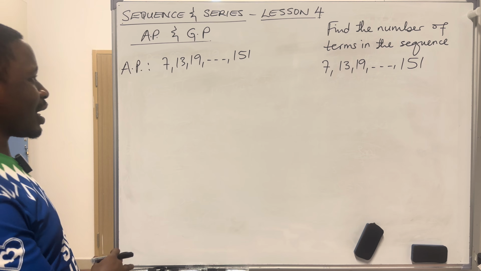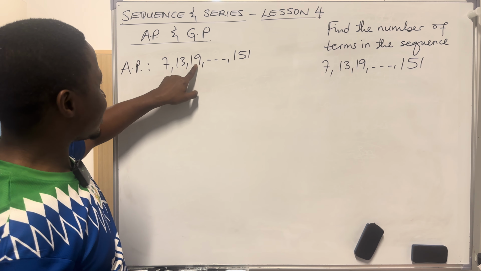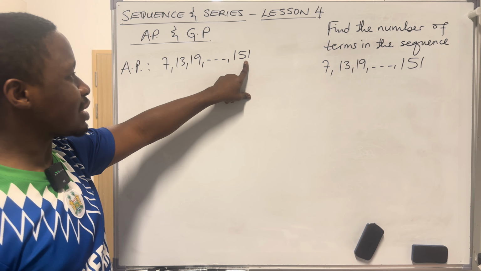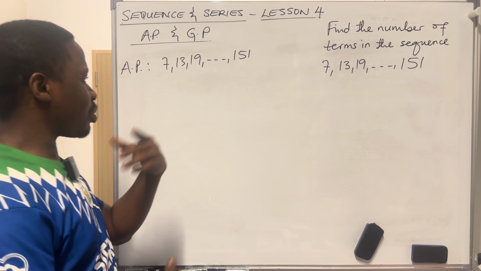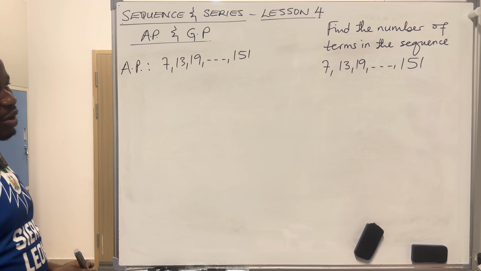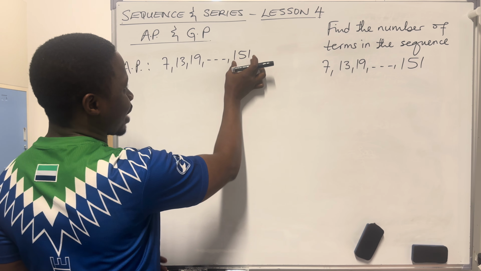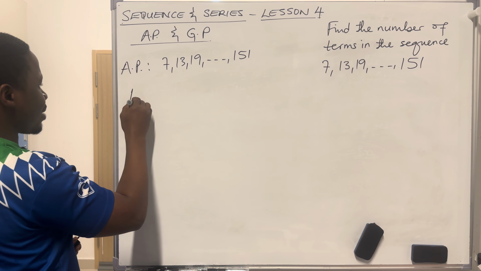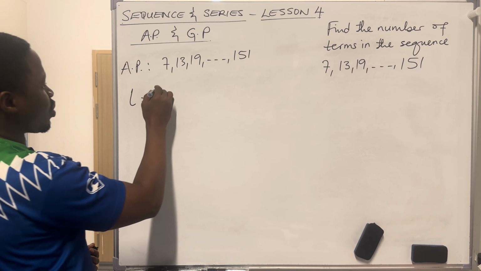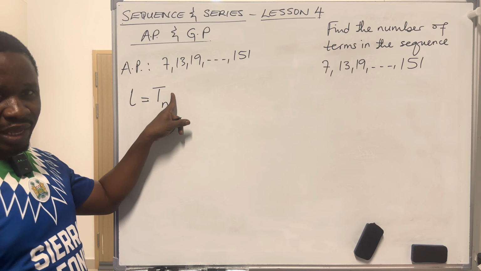Otherwise, you have to use the formula. Sometimes they will even tell you that after 19 there are missing terms, and the last number is 500, and you can't keep adding plus 6 until you get to 500. It's boring, so we have to apply the formula. What is the formula here? The most important thing is that we are given the last term. The last term of either AP or GP is always equal to the nth term.